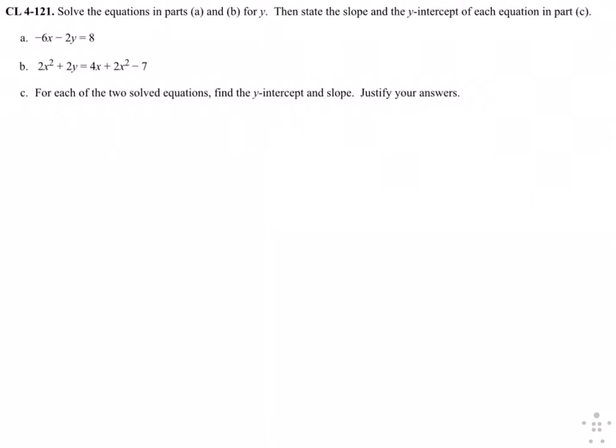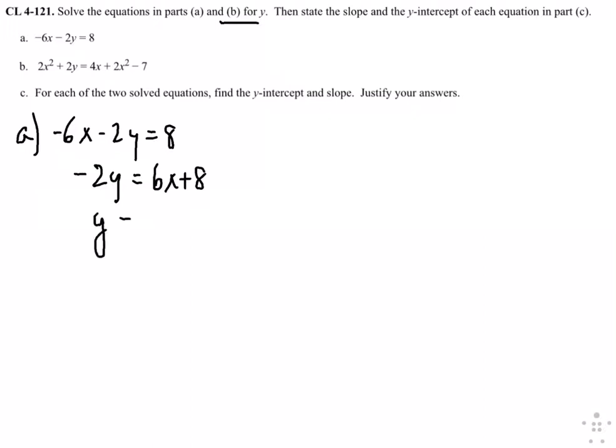Okay, for a and b, they want us to solve for y, right? They want to treat them as literal equations. So negative 6x minus 2y equals 8. I could add 6x to both sides and get negative 2y equals 6x plus 8. And I could divide by negative 2 and get y equals negative 3x minus 4. So I've solved that equation for y.